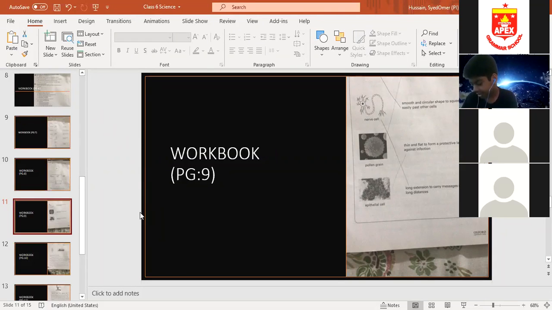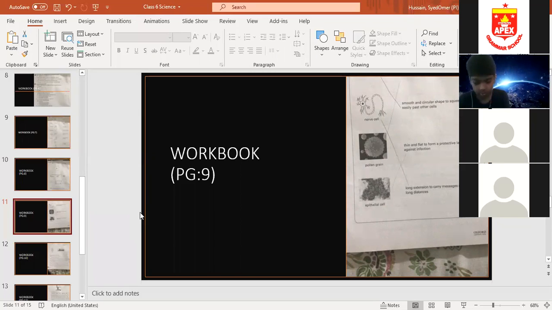Long extensions to carry messages over long distances. Yes. These are the nerves. Nerves are long extensions to carry messages over long distances. These are the nerve cells. Okay, match it with nerve cells.